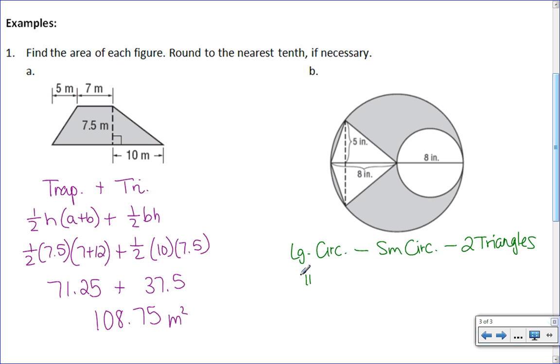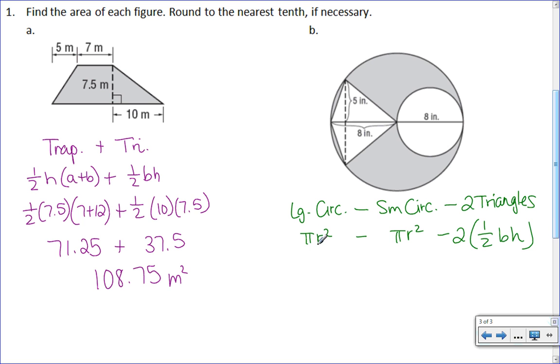Okay, so the large circle, the formula for that's pi r squared. Small circle will also be pi r squared, but with a different radius, so we need to be careful with that. And then two triangles, which have a formula for area of 1/2 bh. Alright, let's substitute some numbers. For the large circle, the radius is, from the center to the edge, 8 inches, which is pi times 8 squared. For the small circle, if the diameter is 8, then the radius would be half of that, or 4. That's pi times 4 squared. And for the triangles, they each have a base of 8 and a height of 5. So, base of 8, height of 5.